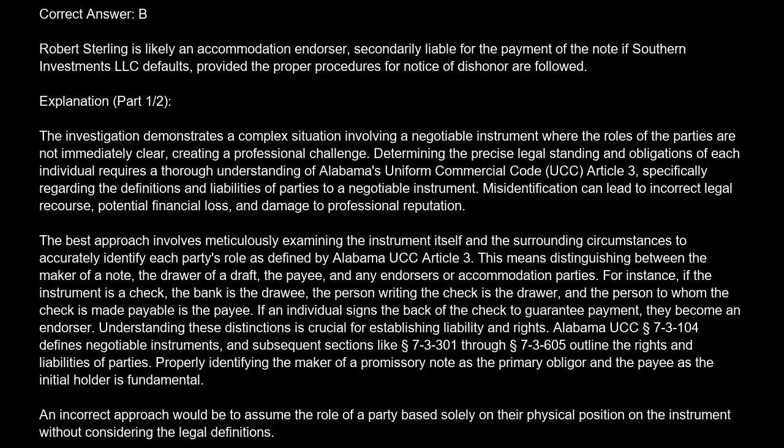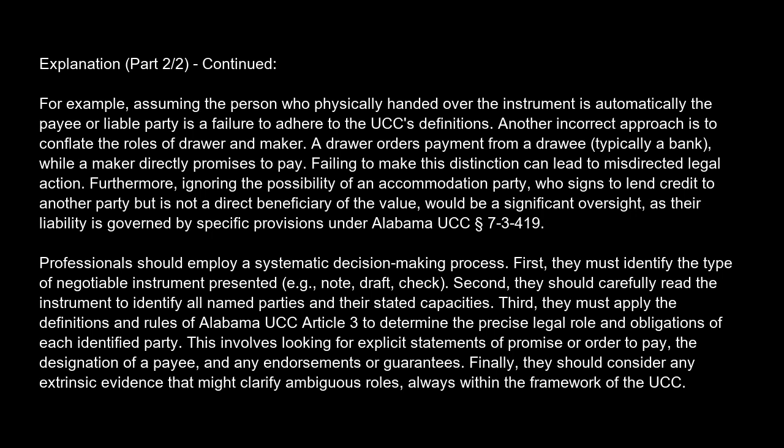Alabama UCC Section 7-3-104 defines negotiable instruments, and subsequent sections like Section 7-3-301 through Section 7-3-605 outline the rights and liabilities of parties. Properly identifying the maker of a promissory note as the primary obligor and the payee as the initial holder is fundamental. An incorrect approach would be to assume the role of a party based solely on their physical position on the instrument, without considering the legal definitions. For example, assuming the person who physically handed over the instrument is automatically the payee or liable party is a failure to adhere to the UCC's definitions.